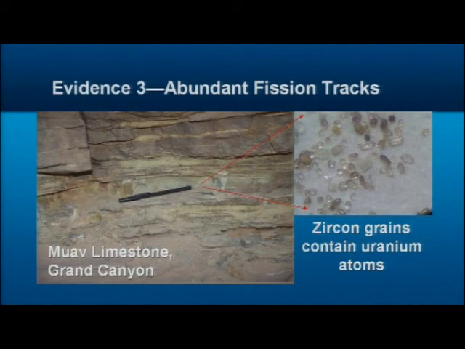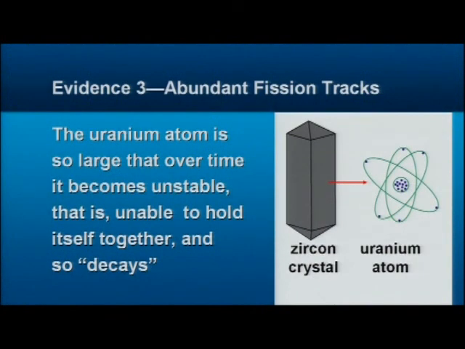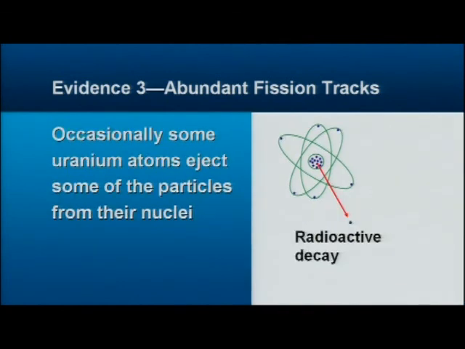This volcanic ash bed contains zircon crystals, these zirconium silicate crystals that contain uranium atoms. Now, sometimes a uranium atom is unstable and it decays by radioactive decay, okay? And what it does is it ejects just a couple of little particles, and the nucleus just gets a little bit smaller.